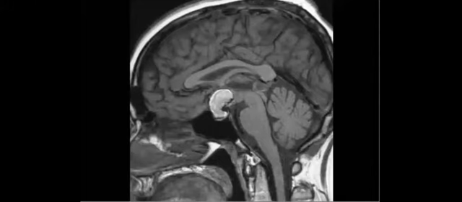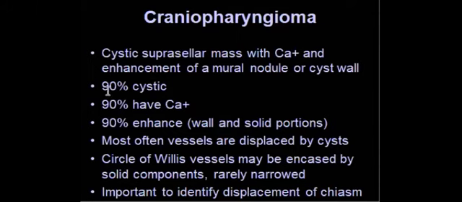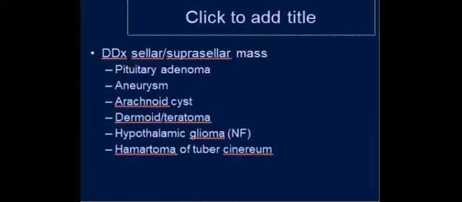Perfect. So let's talk about that. 90% cystic, 90% calcification, 90% enhancing, as you mentioned. So like the rule of 90, right? And they have two types, adamantinomatous type and papillary type, right? But if I remember, the papillary comes in a bit older age, right? Okay. So craniopharyngioma, yes.